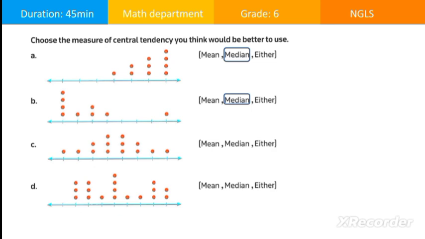So the third, either is okay, because it has outliers, I can use the median or the mean. And the last one, it's the mean.